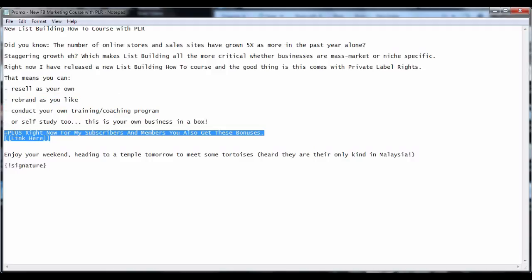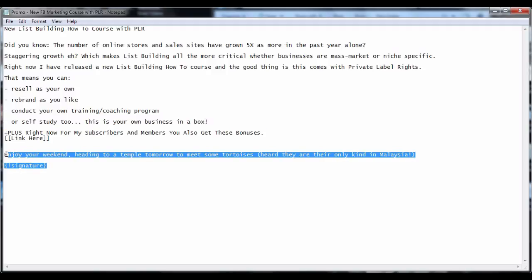If you have a bonus to offer them, do not hesitate. However, it must be congruent to your product. And then attach the link to the download page of the bonus. And then end it with your signature. And that's all there is to it.